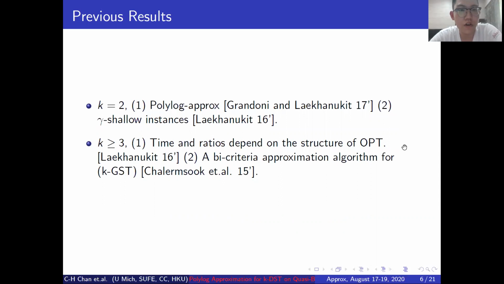There are some previous results for K-DST on general graphs. When K is equal to 2, there is a polylogarithmic approximation algorithm for some special instances. However, when K is greater than or equal to 3, there are only a couple of positive results. The first is that the running time and approximation ratio depend on the structure of the optimal solution. And the second is a bicriteria approximation algorithm for another special case, which is called K-GST. K-GST means the K group Steiner tree.